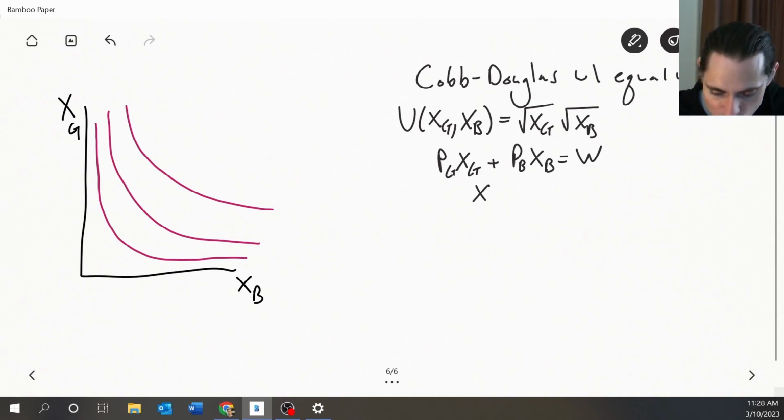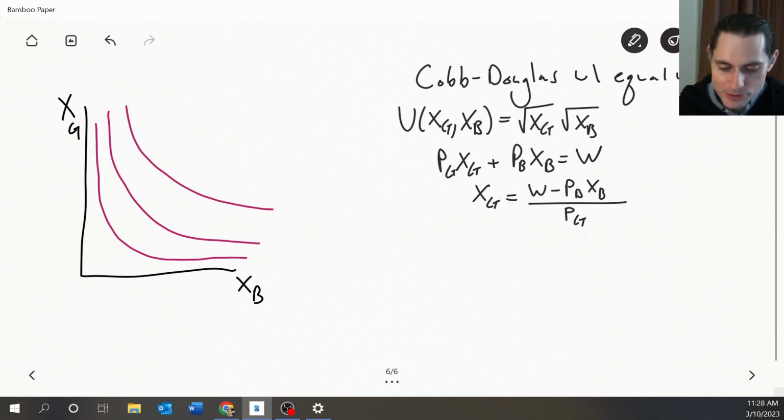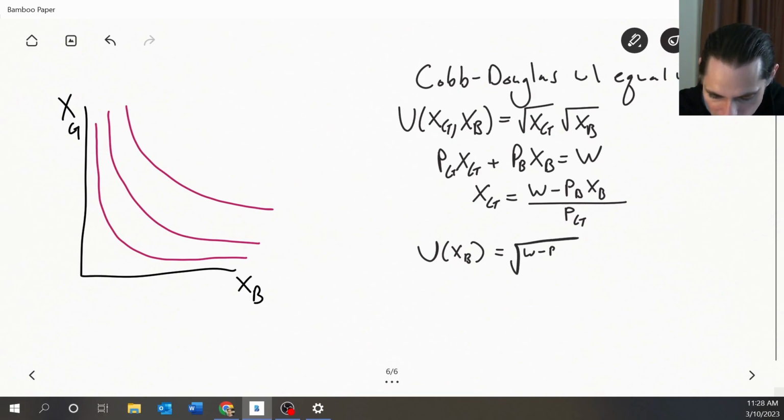So we can see here that xg is equal to w minus pb xb divided by pg, right? So now we can substitute that into the utility function. So now the utility function just over xb is going to be the square root of w minus pb xb divided by pg times the square root of xb. Okay, so now we're going to maximize this thing.